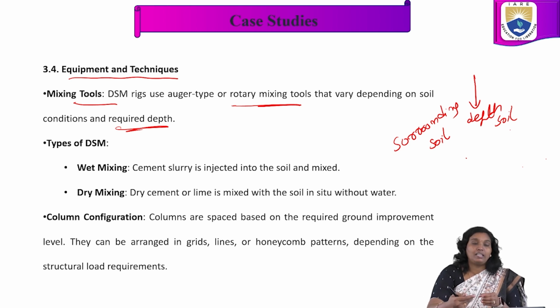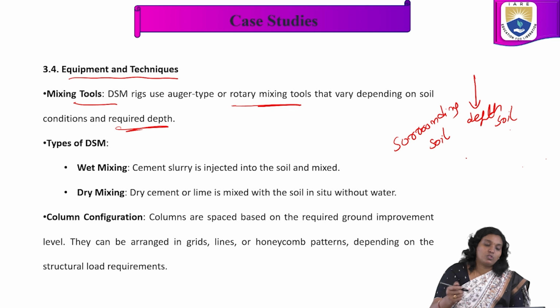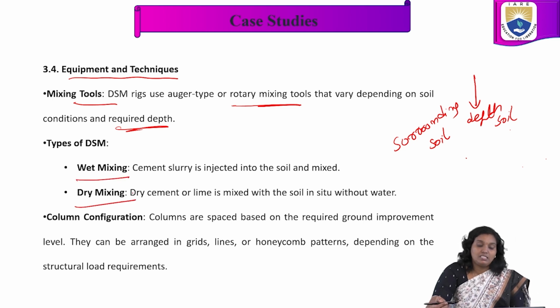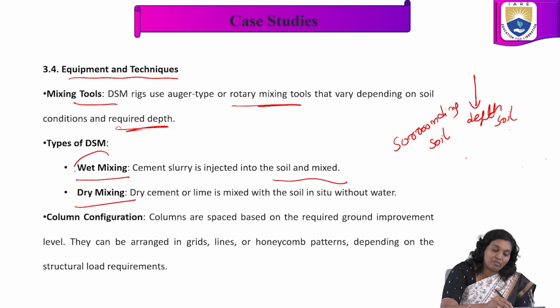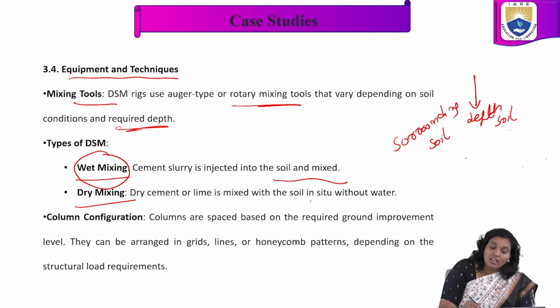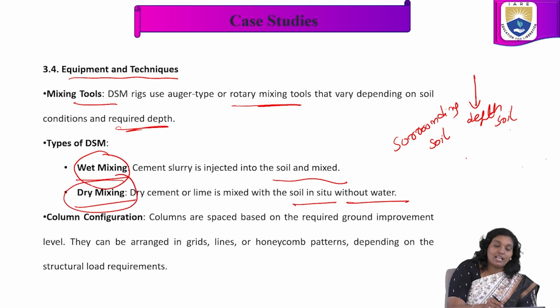We have different types of deep soil mixing. Those are wet mixing and dry mixing. When cement slurry is induced into the soil and mixed, that is wet mixing. And when dry cement or lime is mixed with soil in situ without water, such mixing is known as dry mixing.